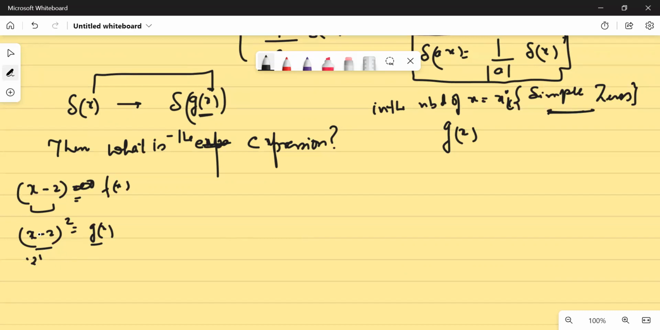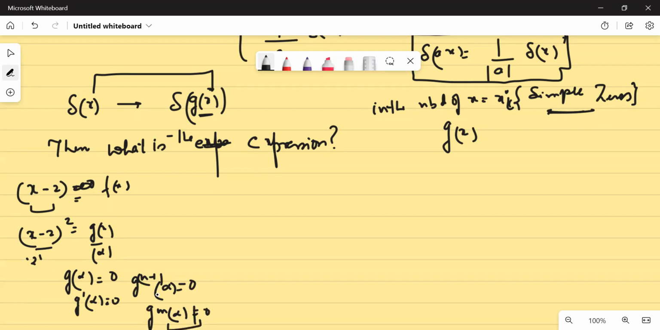And I've taught you how to say that your function has a root of multiplicity m. If I'm saying alpha is a root of multiplicity m, then g of alpha should be 0, g dash alpha should be 0, up to the m minus 1th derivative at alpha also 0. And for all higher order derivatives, it should be non-zero. So for example, x minus 2 whole square has a root of multiplicity 2 at x equal to 2.